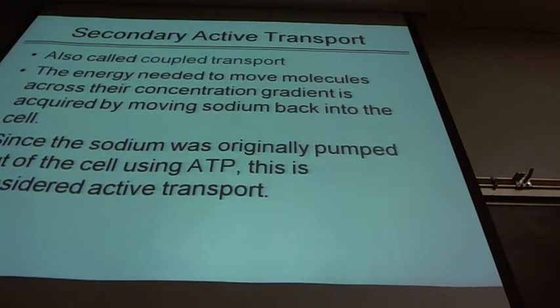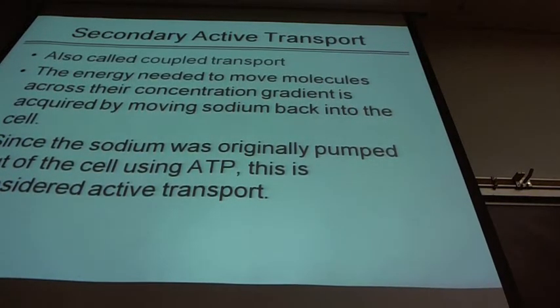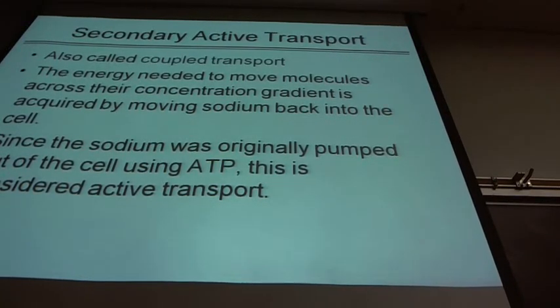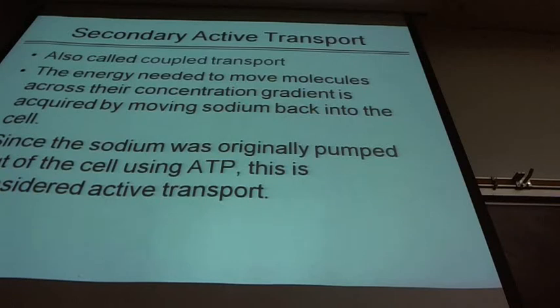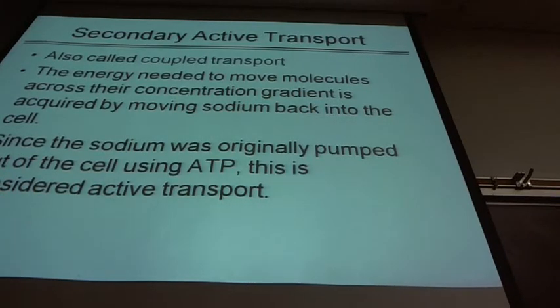Secondary active transport is called coupled transport. Sometimes when the sodium comes in or another ion comes in, it grabs another molecule and brings it back in with it. They found that sodium does this with glucose. It's called coupled transport, and the energy to move the molecules across against their concentration gradient is acquired by moving sodium back into the cell.